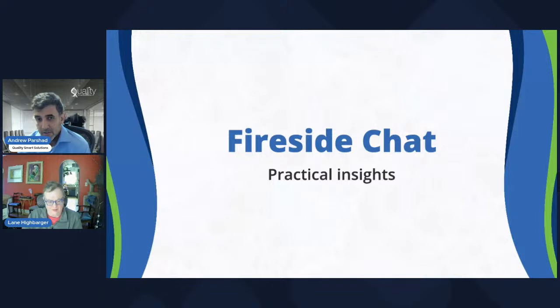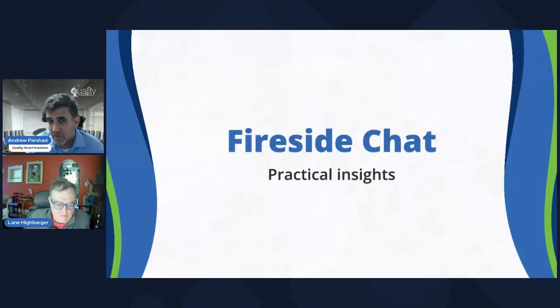So let's jump into the fireside chat here, and I'll ask Lane some questions, and I think some of it may be answered already, but we'll jump right into it. So my first question here, Lane, is when should companies start thinking about GRAS in their product development timeline, and what challenges do you see when they wait too long?